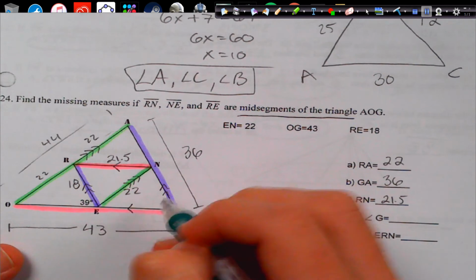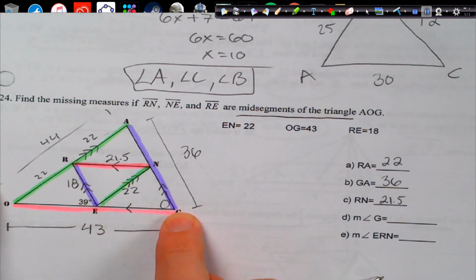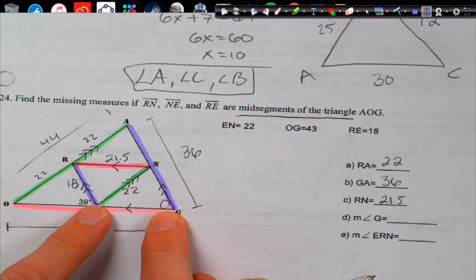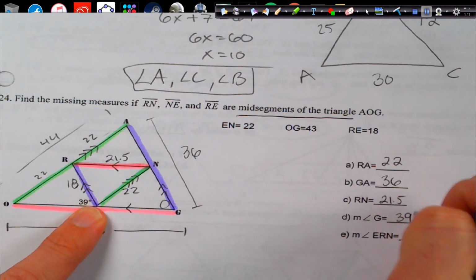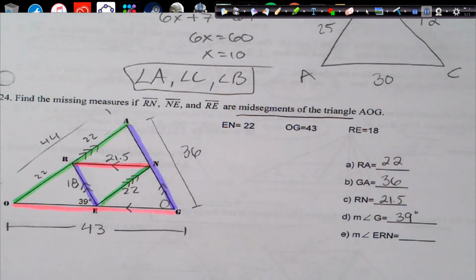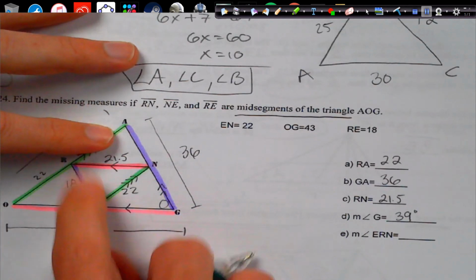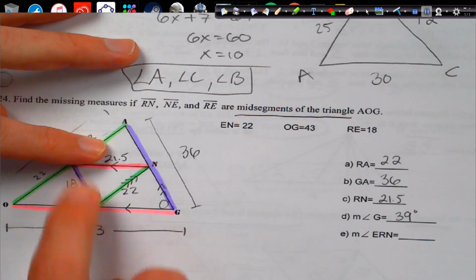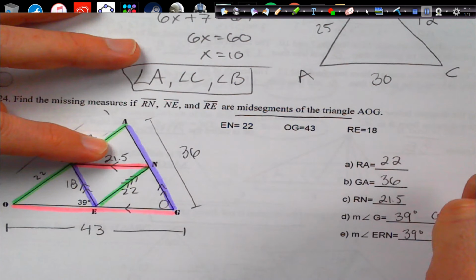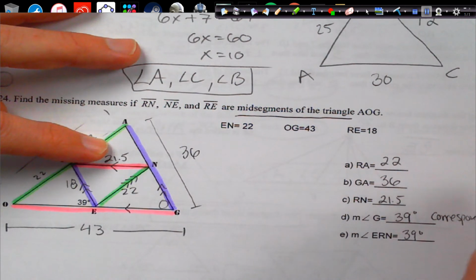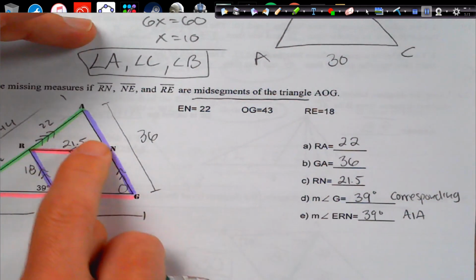Angle G is right here. Do you see how these are on the parallel? And OG is the perpendicular bisector. So 39 and angle G are actually corresponding angles, so they are congruent. And then ERN. Do you see how we have alternate interior angles between the 39 and right up here? So those are also congruent. So this is by corresponding, as it's going off the page, and this one's by alternate interior angles. You see that Z going like that.